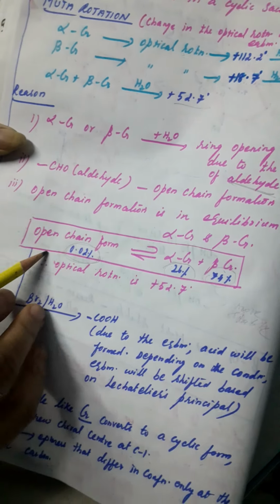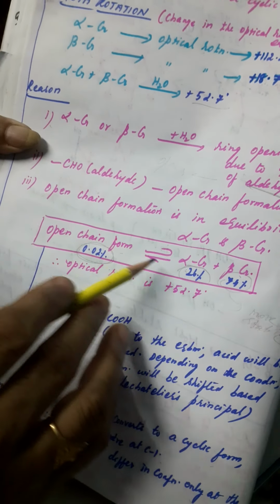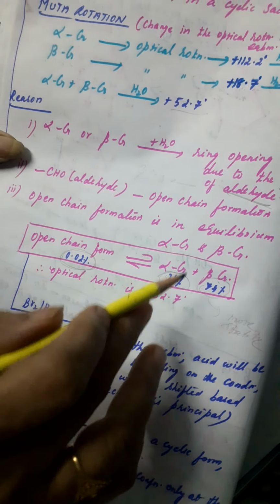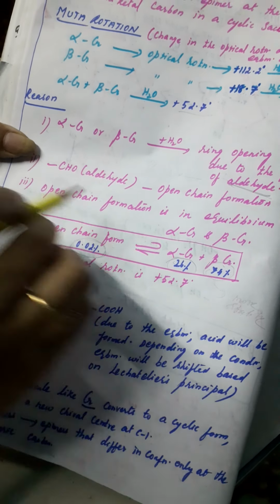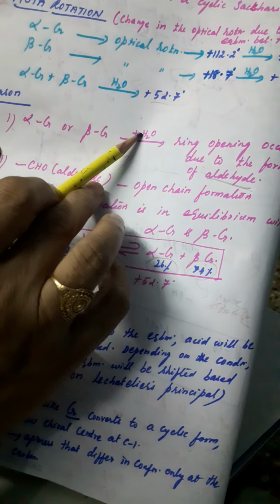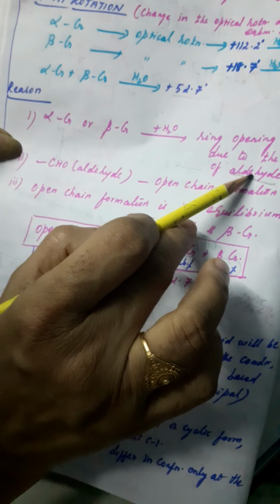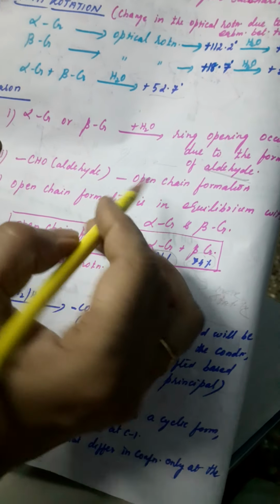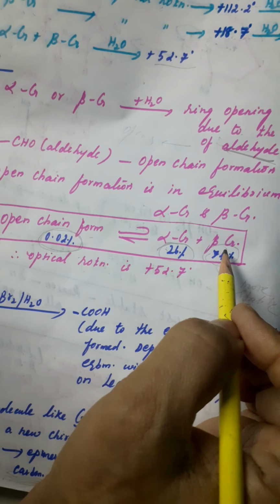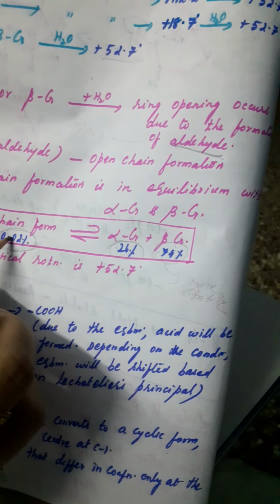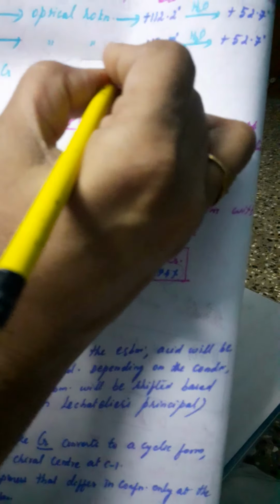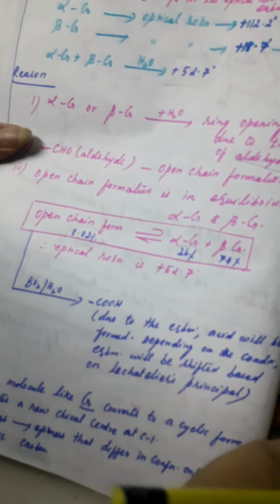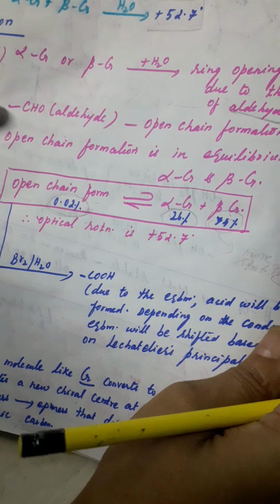Okay. So, when you take this equilibrium, which is with the open chain form of alpha glucose and beta glucose, first, what does it form? When you dissolve it in water, aldehyde is formed. When the aldehyde is formed, it forms an open chain. So, the open chain is in equilibrium with alpha glucose and beta glucose. As a result, what happens? The optical rotation changes to a constant value of 52.7. Is that clear?